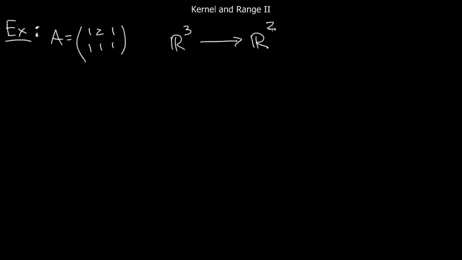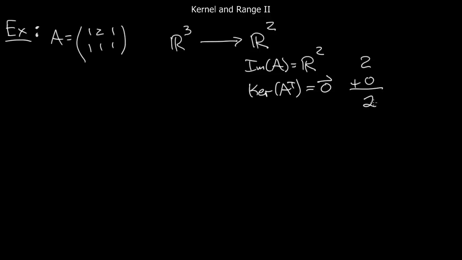Okay, let's look at an example. This is going to be very similar to the previous example. Let's take A to be the matrix with rows (1, 2, 1) and (1, 1, 1). So this is another 2 by 3 matrix. It's a map from R3 to R2. And let's see, what can we say about it? The image is the column space. Well, the columns clearly span all of R2. And it's easy to see that the kernel of A transpose is 0. And you're getting 2 plus 0 is equal to 2. This is just like before.